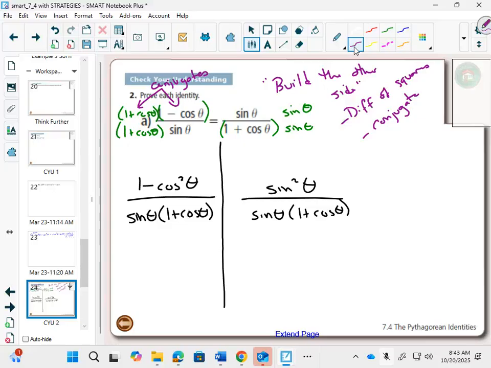I renamed it build the other side. Sort of like, if I'm stuck, maybe I get something the same. And when you get something the same, this conjugate idea comes through. And now I have 1 minus cos squared theta. What can I do with that? That's one mental math manipulation of our Pythagorean identity, right? I can take sine squared plus cos squared equals 1. And with one little mental math step, I can move the cos squared theta to the right, and I would get 1 minus cos squared theta. So I'm allowed to just immediately change that to sine squared theta.